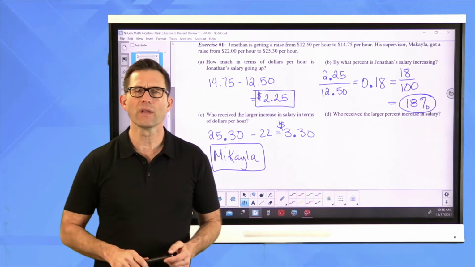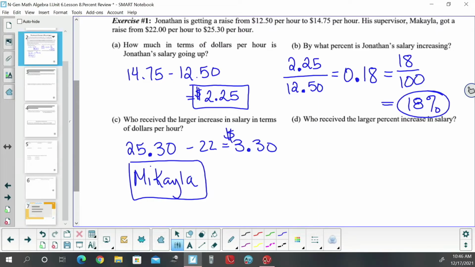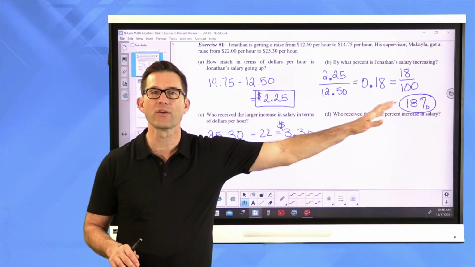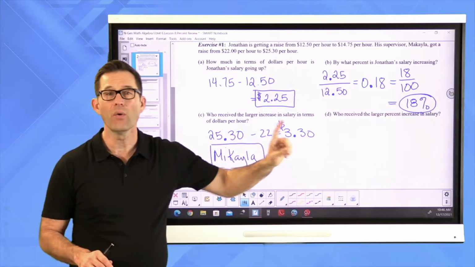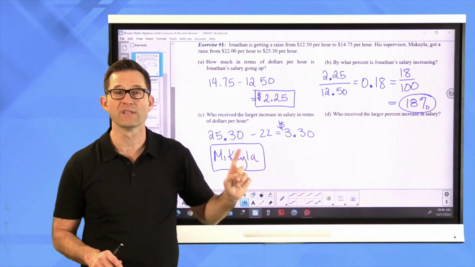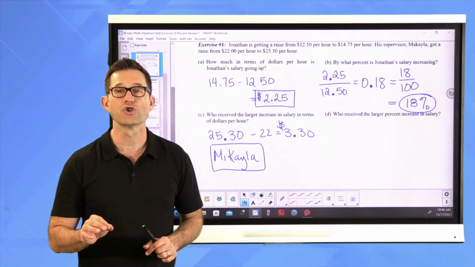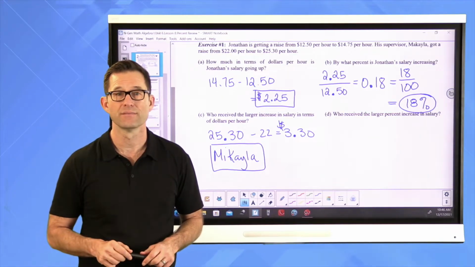But let's take a look at letter D. Who received the larger percent increase in salary? We know at this point that Jonathan got an 18% raise. What we don't know yet is what percent raise Michaela got. Why don't you figure that out and then tell me who got the larger percent raise?